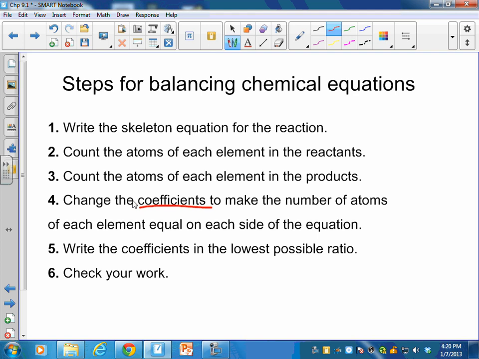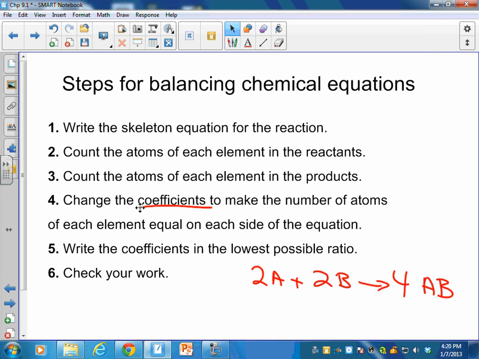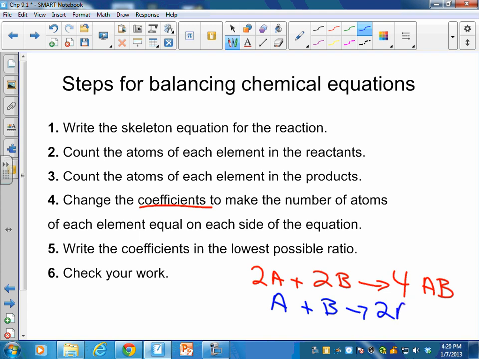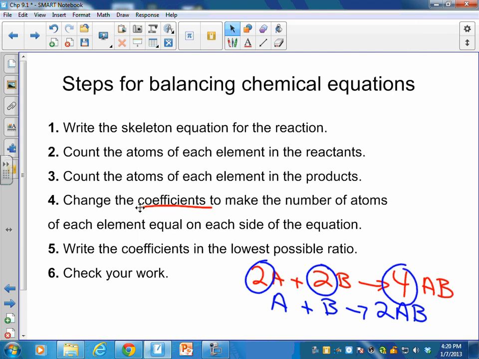And we want to use the smallest numbers for the coefficients that we can. So if you had coefficients that were 2, 2, and 4 in a reaction, whatever it is, A, B, and AB, just a general reaction, you wouldn't use those. You'd write A plus B goes to AB, something like that. This one didn't really balance out too well, but you get the idea. If you have 2, 2, and 4 like that, you want to divide everything by 2 to get the lowest coefficients.